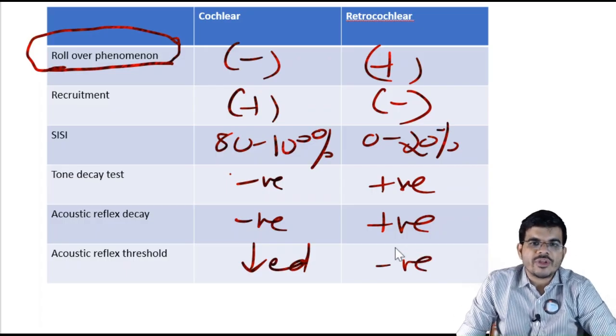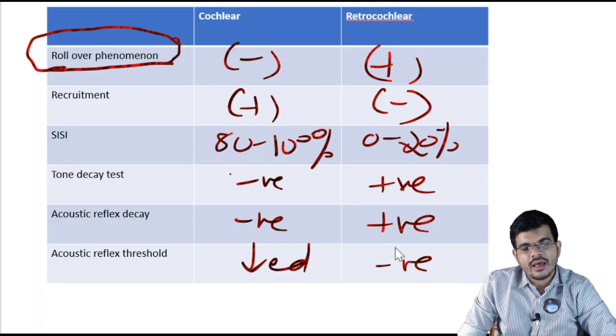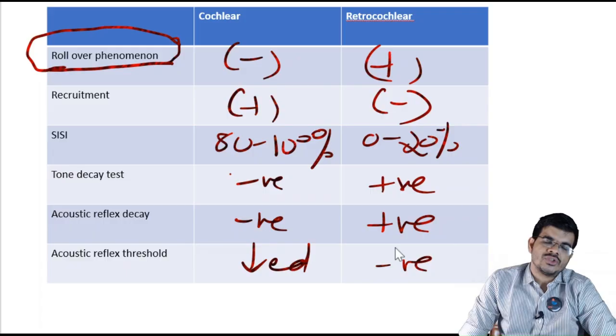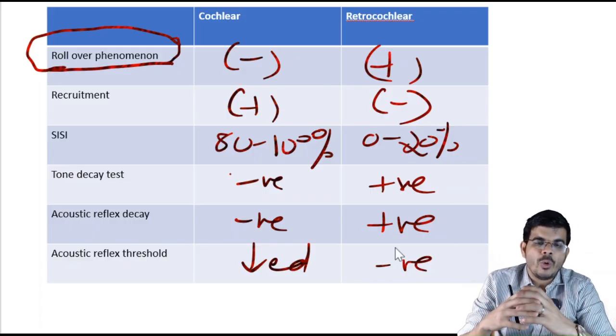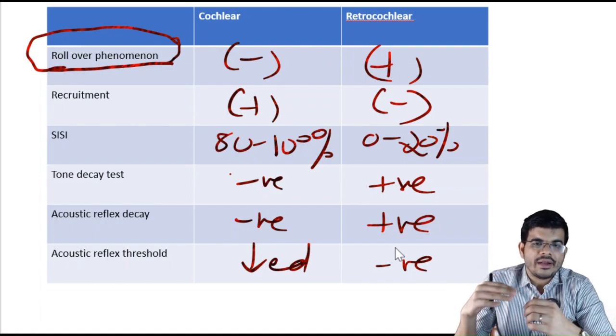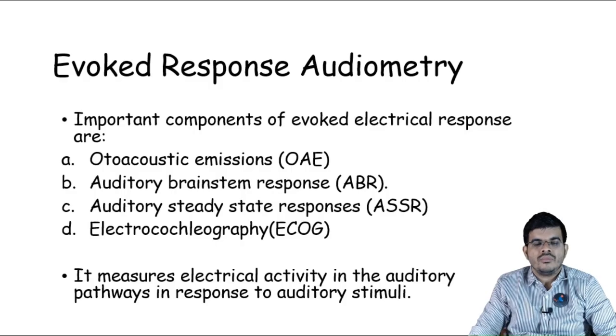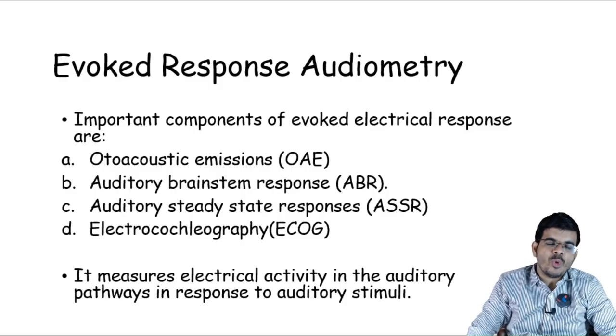So these are the differentiating features between a cochlear and a retrocochlear sensorineural hearing loss. These are the things that you have to know, how to differentiate between a cochlear and retrocochlear hearing loss. Now coming to evoked response audiometry.